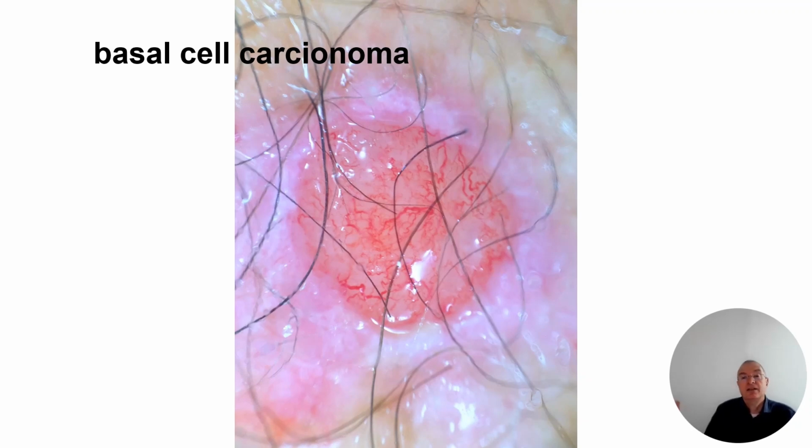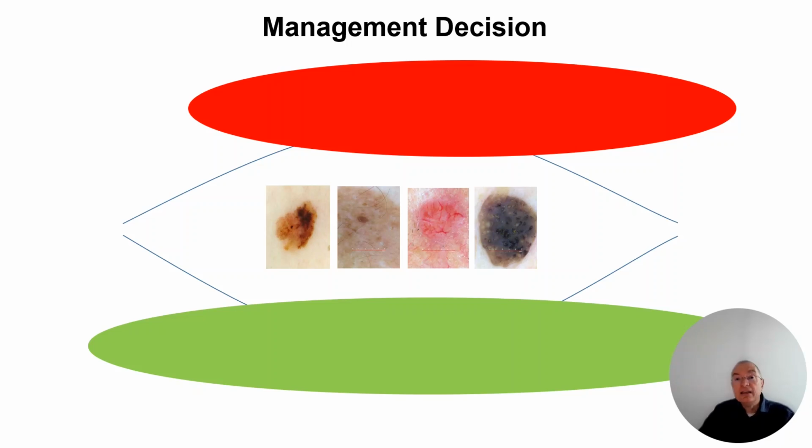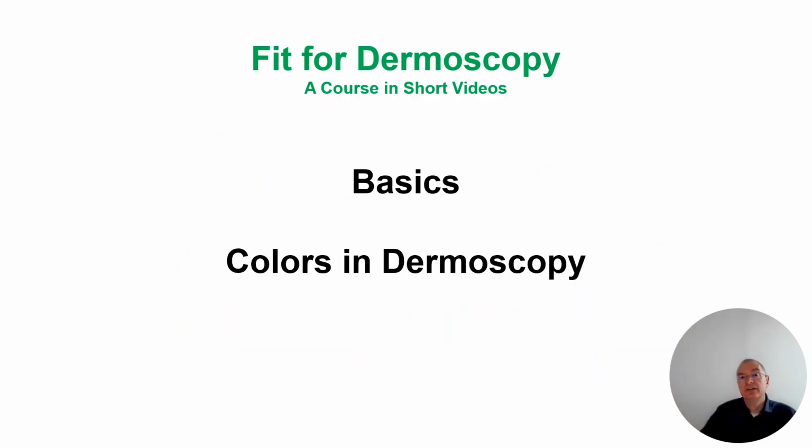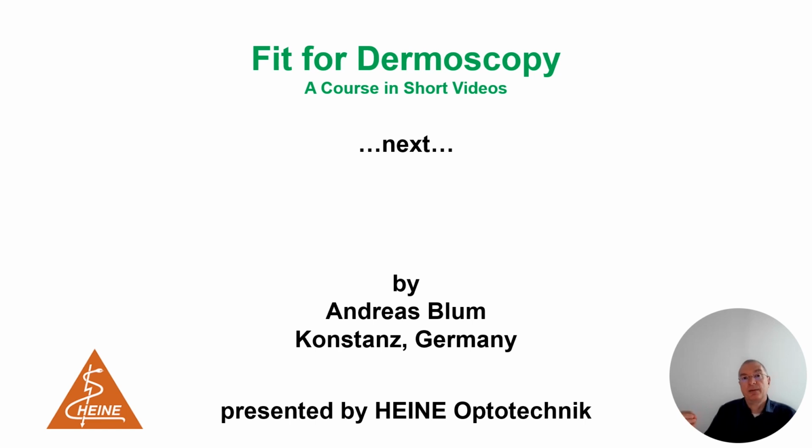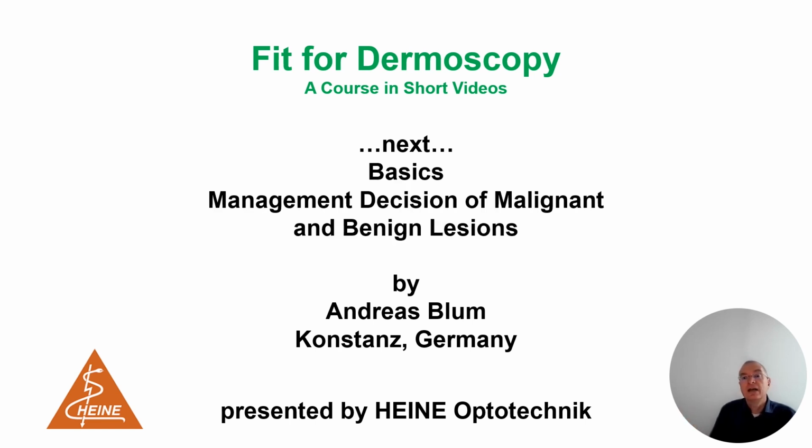And then we go deeper and deeper into the area of dermoscopy. So here, the colors are helpful for us in the management decision. After these basic colors in dermoscopy, the next step will be coming up soon for you: the management decision of malignant and benign lesions. And this is very important, and therefore we need these basics of the physics and the colors. So I'm happy to see you there, keep going and stay fit in dermoscopy. Thank you.